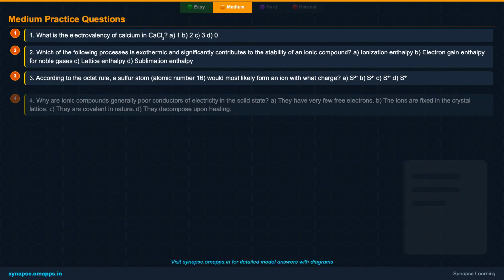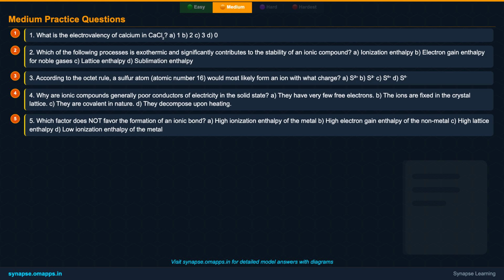Alright, it's time to put your knowledge to the test with some medium-level questions. These questions require a slightly deeper understanding of the concepts we've just covered, including electrovalency, the Born-Haber cycle, and factors influencing bond formation. Read each question carefully and consider the explanations we've gone through. Take your time to think them through. You can pause the video here to work on them.